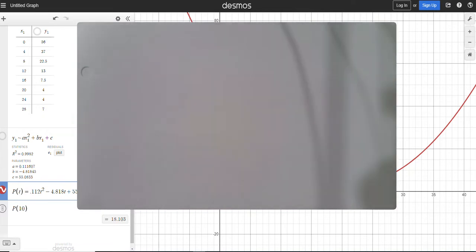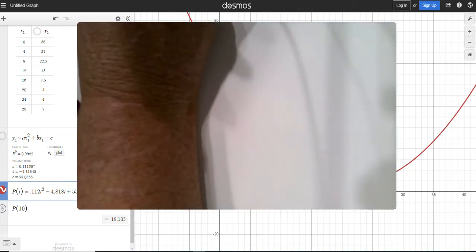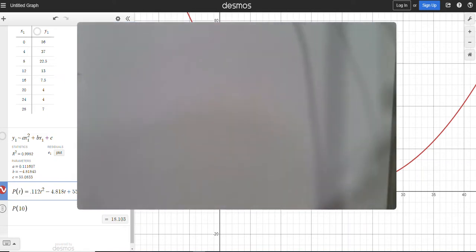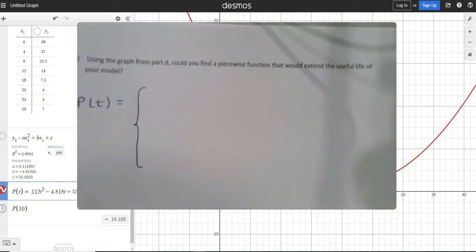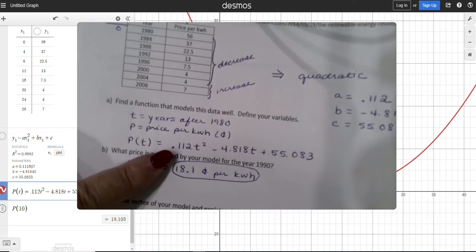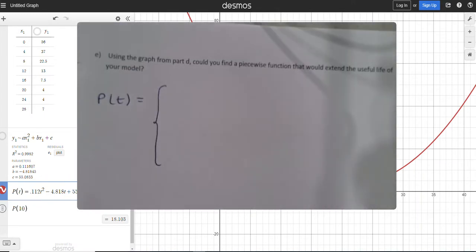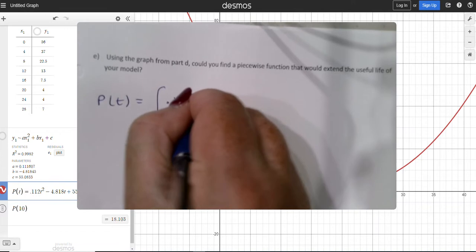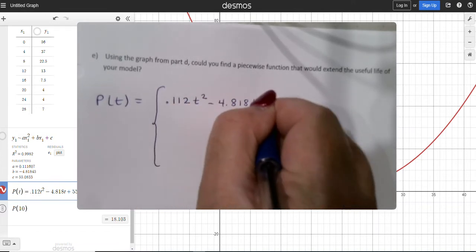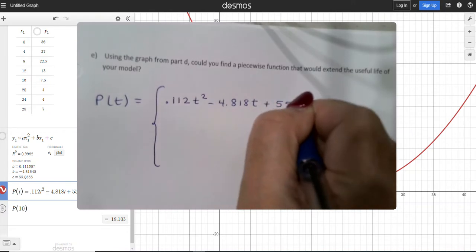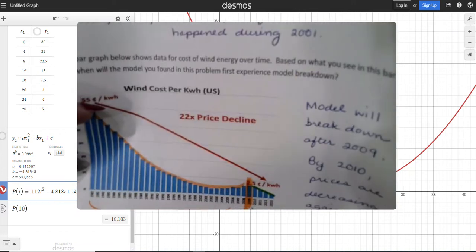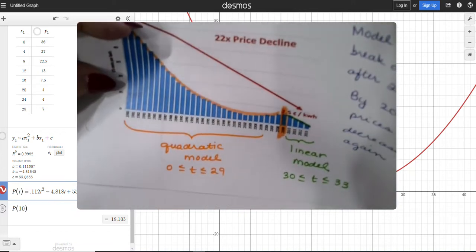So let's write down what we know right now. Our model P of t. We already have the quadratic model, right? We already figured that out. So I'm just going to copy that from here. It was 0.112 t squared minus 4.818 t plus 55.083. And as we just said, we only want to use that for t-values between 0 and 29.